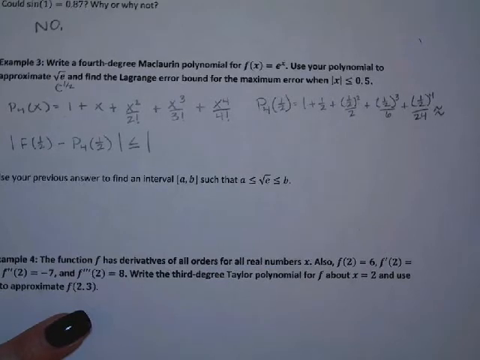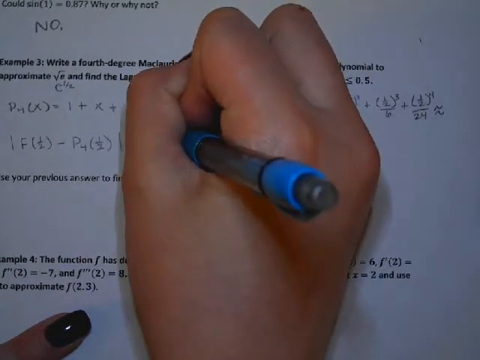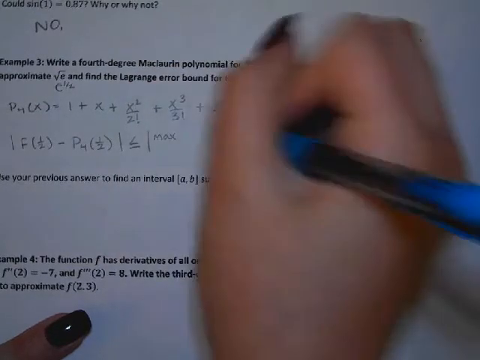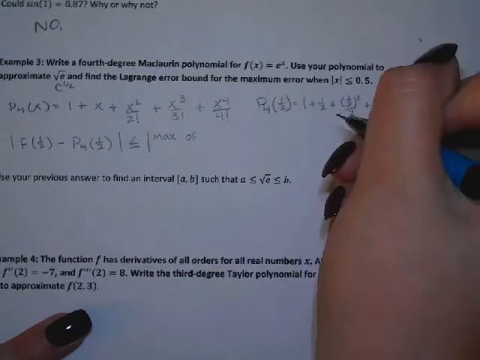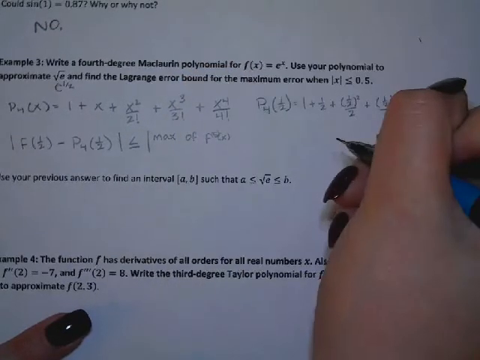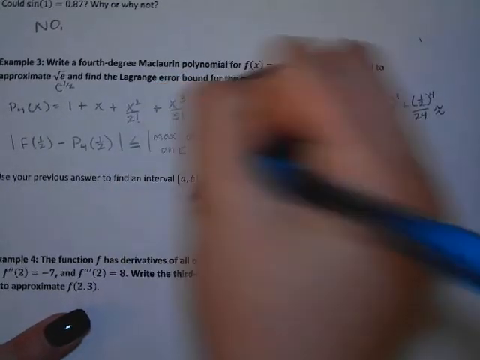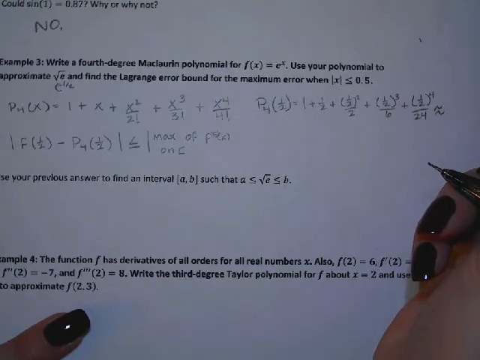But we don't just automatically take the next one. What do we have to do about it? Look at your notes. This is the weird part. This is the Lagrange part. The max of the fifth derivative, on the interval. And what's the interval?